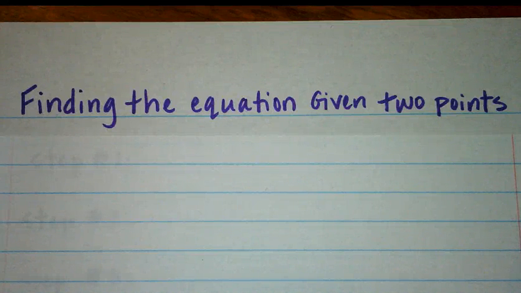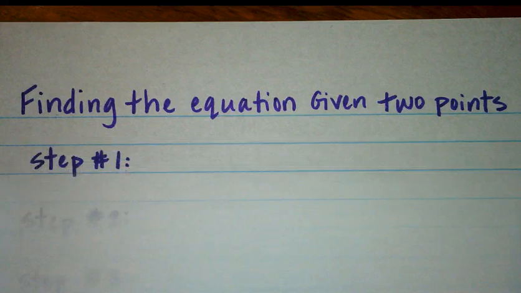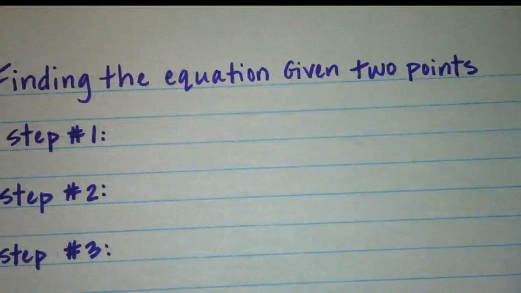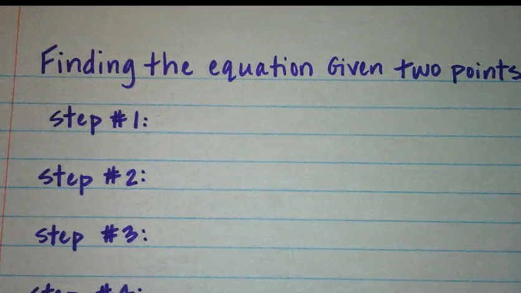We're going to review finding the equation of a line if you're given 2 points. There are 4 steps to finding the equation if you're given the 2 points. First, remember that in order to write the equation, you must know the m and you must know the b.